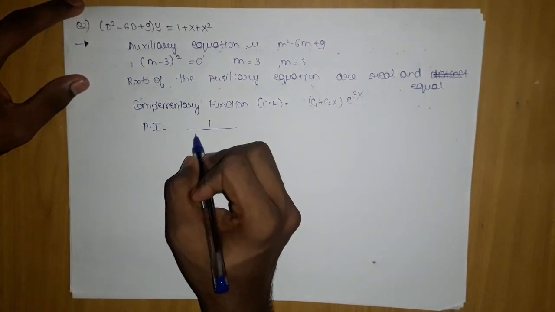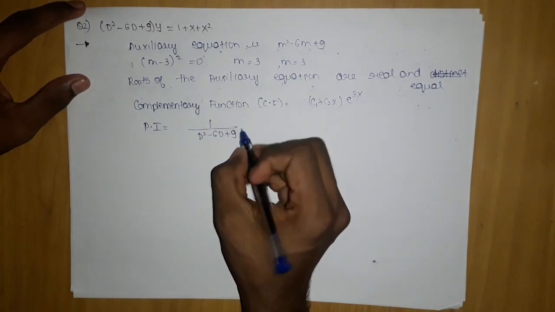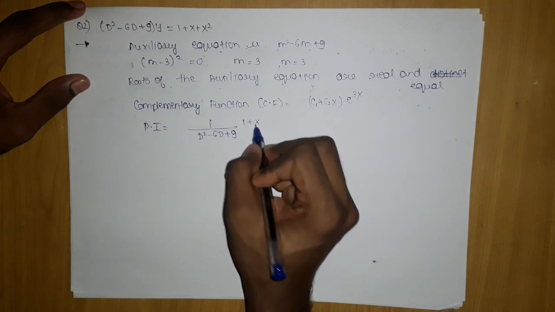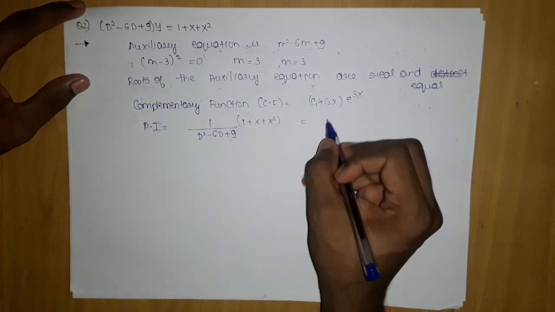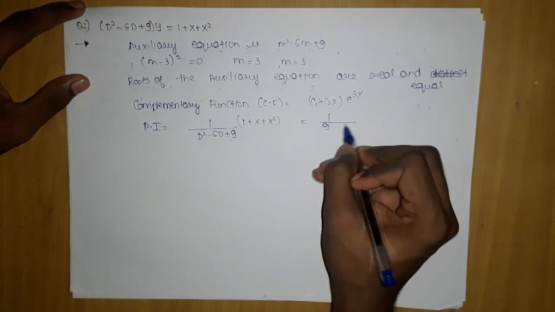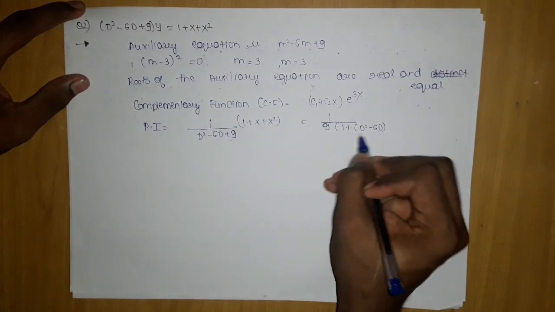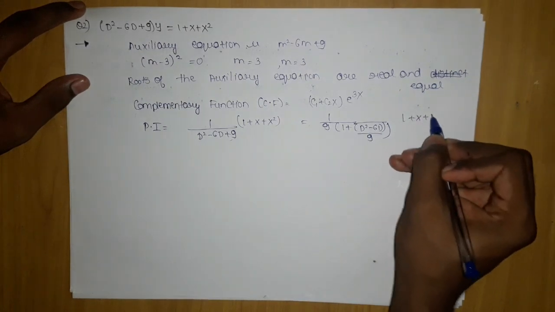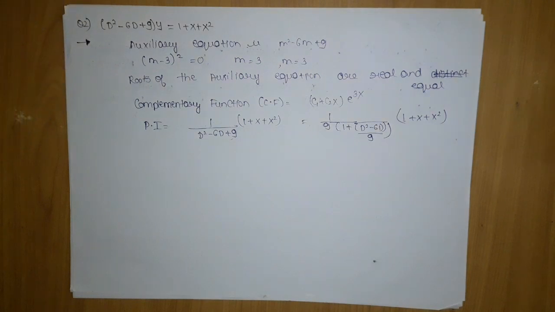1 by D square minus 6D plus 9 into Q of x, which is 1 plus x square. Take the lowest power outside, which will be 9. So if we take 9 outside, we will create something like 1 plus (D square minus 6D) by 9, a format like this. Now we can use the Maclaurin series expansion to get its answer.